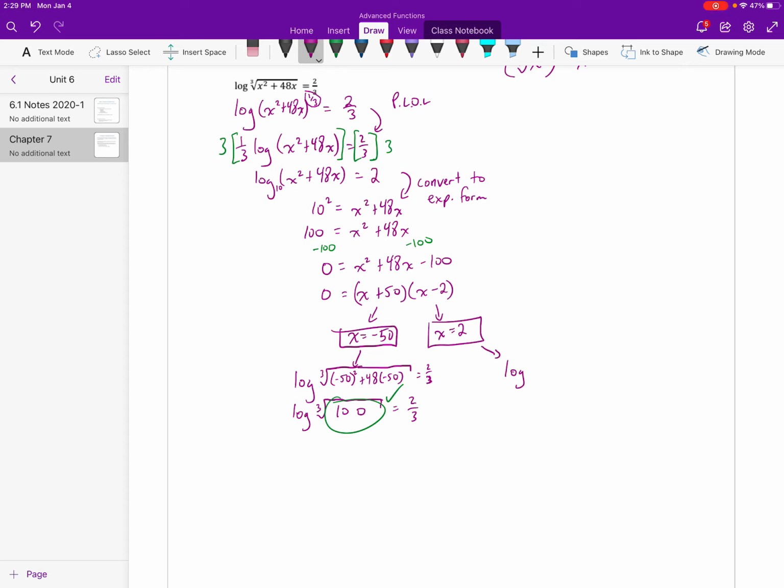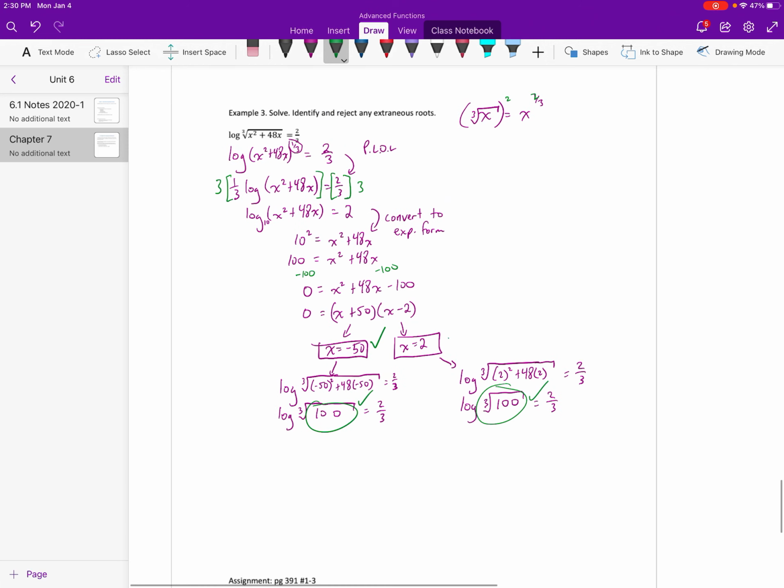Let's try that out. Log of the cubic root of 2 squared plus 48 times 2 should equal 2/3. That would be log of the cubic root of, well, 2 squared plus 48 times 2. That's 4 plus 96, which is also 100. Oh, that's going to work as well. That's just fine. So in fact, this one has no imposters. All the answers are true solutions. So this is a solution and this is a solution.